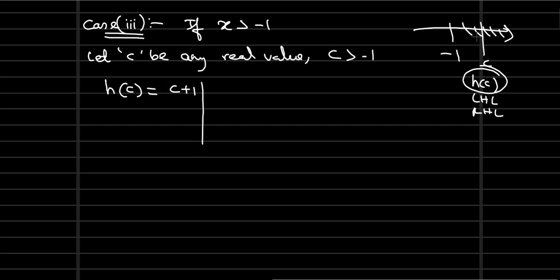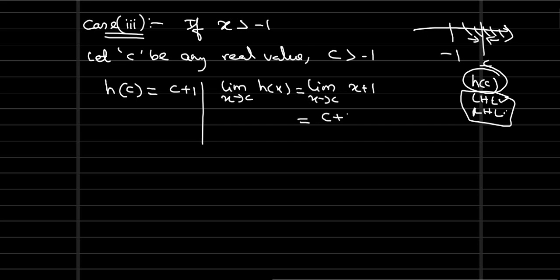Now for c, the values close to it on the left side and the right side are greater than minus 1. That means for greater than minus 1 we have only a single function. So for the left hand limit, in place of h of x we are going to replace x plus 1 only. Similarly for the right hand limit also. So instead of finding the left hand limit and right hand limit separately, we find them together. Now the limit as x approaches c of h of x. The suitable function is x plus 1. Now applying the limit, we get c plus 1.